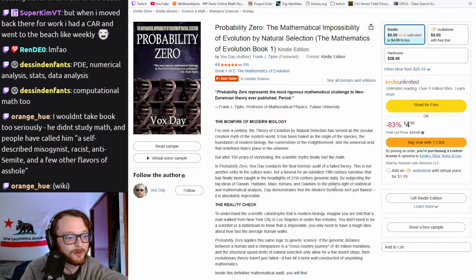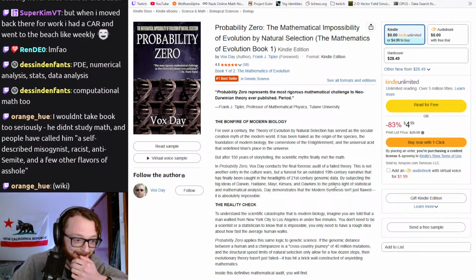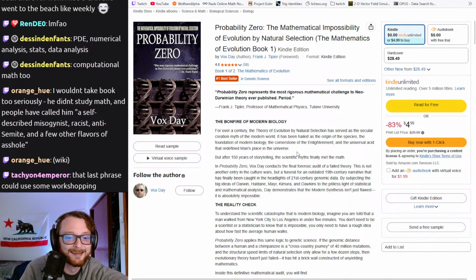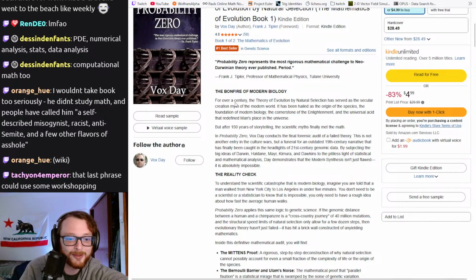I don't take the book too seriously. He didn't study math. People have called him a self-described misogynist, racist, anti-Semite, and a few other flavors of asshole. Jeez. A self-described. It's rare to hear people call themselves that.